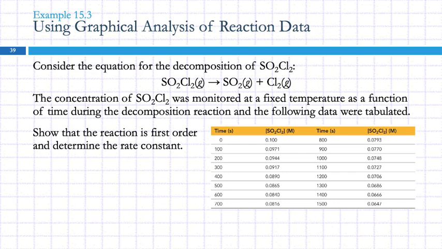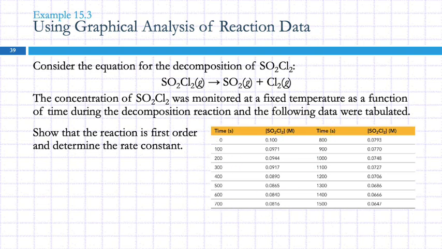Our task is to show that the reaction is first order and determine the rate constant. So how could we do that? Well, just with our knowledge that we had until today, what we did to determine the order was we would have to look at the rate of the reaction and see how it changed with concentration. And this is not set up that way, is it? This is a different type of experiment.